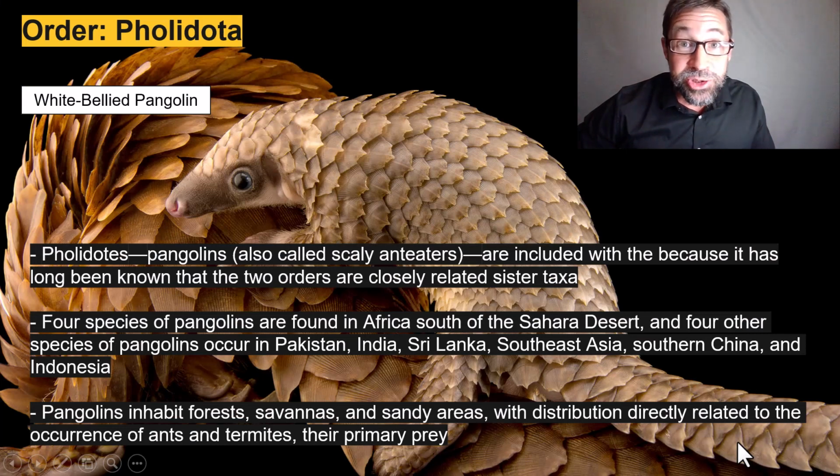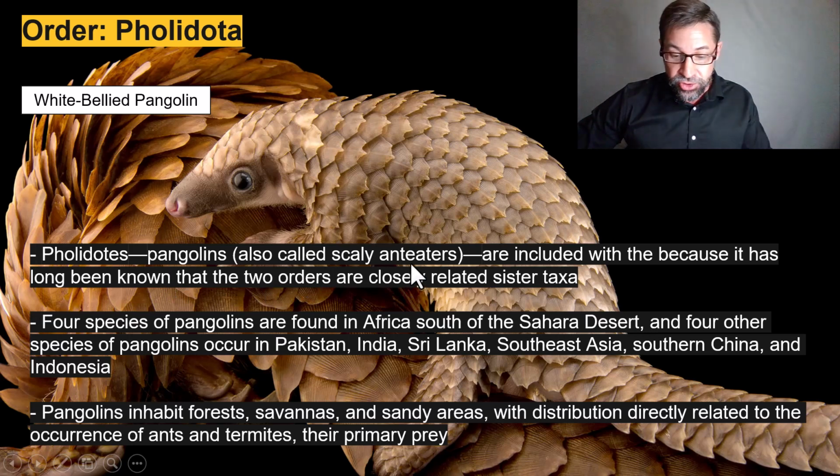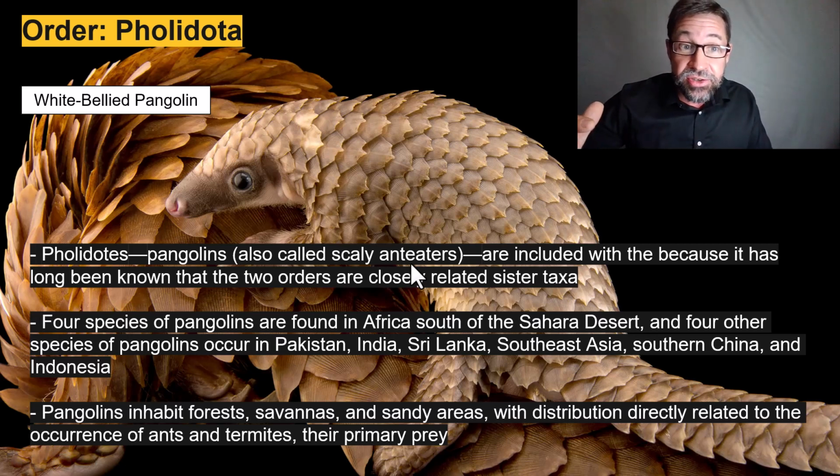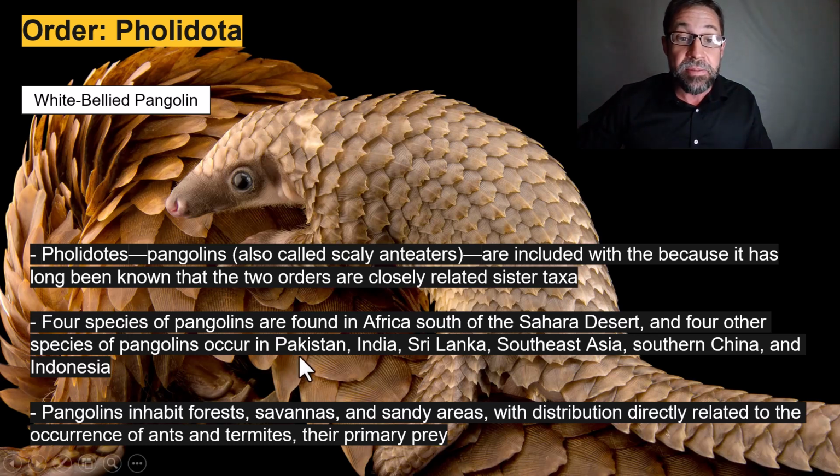All right, you're almost finished. Just one more small order. The order Pholidota is comprised of the pangolins, or the scaly anteaters. There are 8 species of pangolins. 4 of them inhabit Africa, south of the Saharan Desert, and then the other 4 species are found either in Pakistan, India, Sri Lanka, Southeast Asia, southern China, or Indonesia.